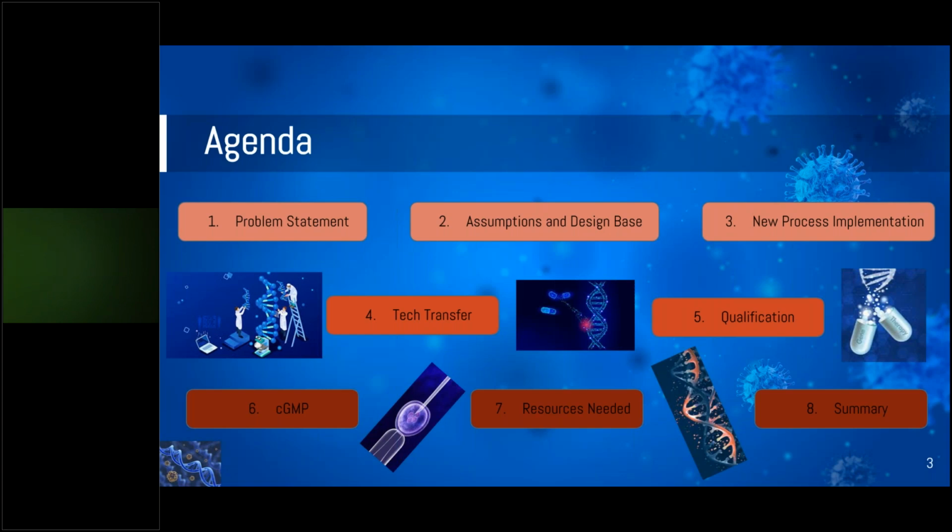We also wanted to touch on the new process implementation, the way that it is typically done and has been done in the past, with the various people that are involved and how it can be a very lengthy and time-consuming process. Then we'll dive right into the different aspects of these solutions that we'll be presenting on, including tech transfer, qualification, and the GMP environment. We'll then discuss some of the resources that we would need in order to bring those solutions to fruition. And then we'll give a brief summary and open it up to some questions at the end. Next slide, please.